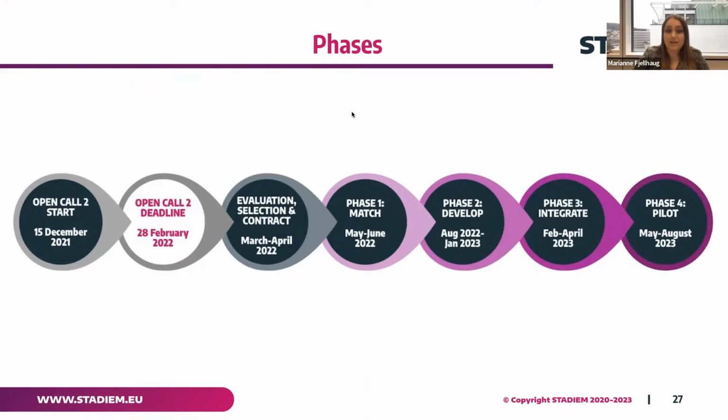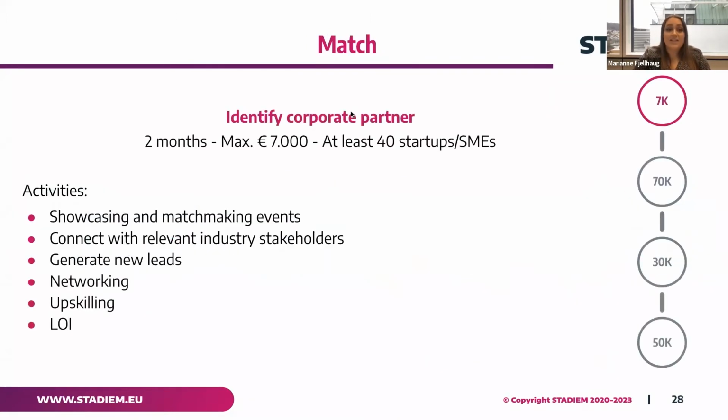This is the first phase of the actual Stadium program, lasting from May until June, followed by the develop phase in August till January 2023. Phase 3, integrate from February till April, and lastly, phase 4, pilot from May till August. Yes, and let's have a look at each one of these 4 phases.